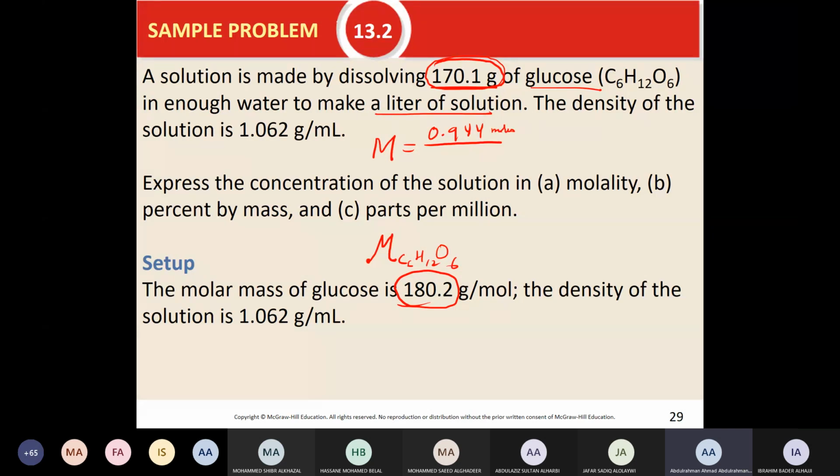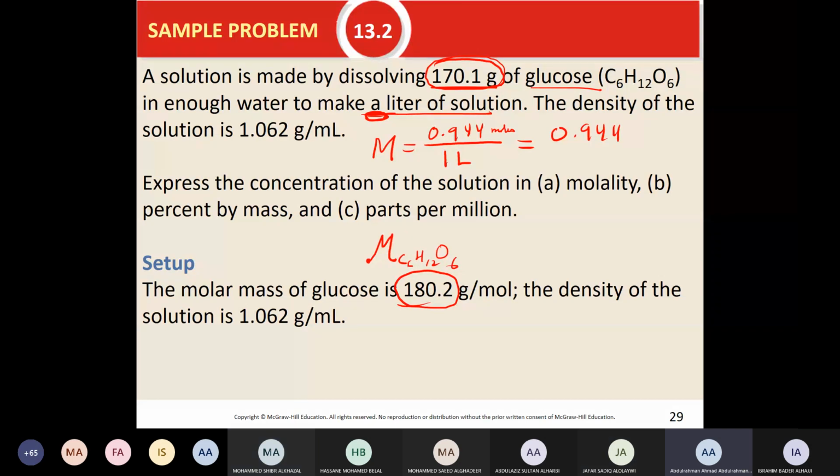And in order to calculate molarity, the unit here is moles. Now we should divide by what? Volume of solution. What is it according to the question? 1 liter. So what's the answer? Very quickly. 0.944. Okay. Very good.